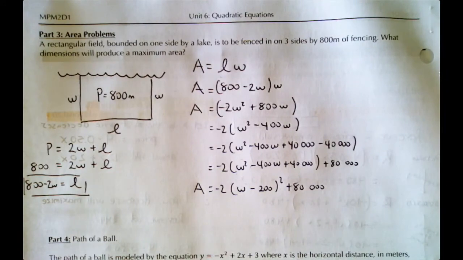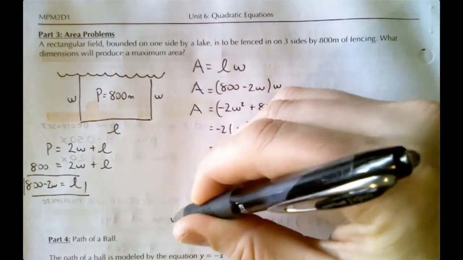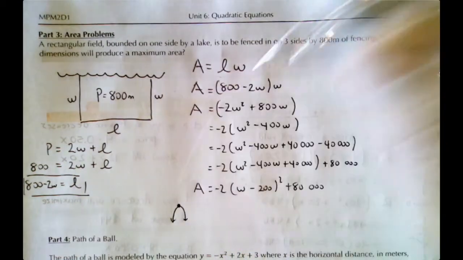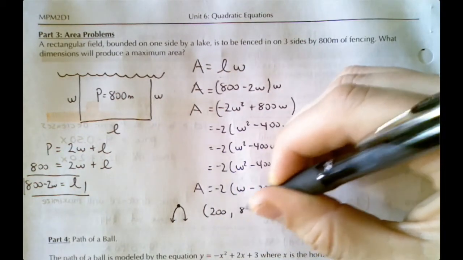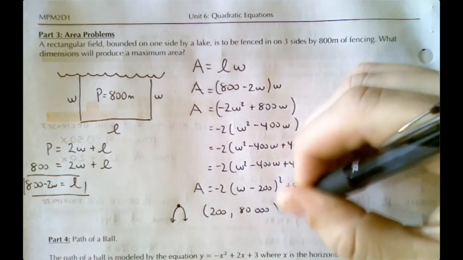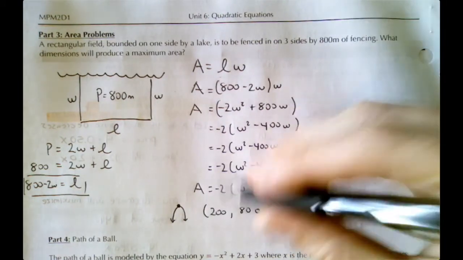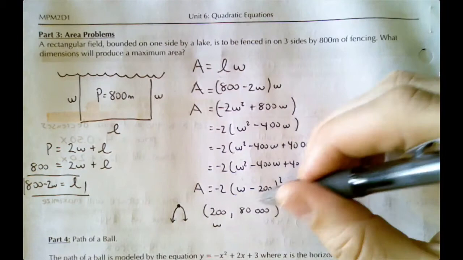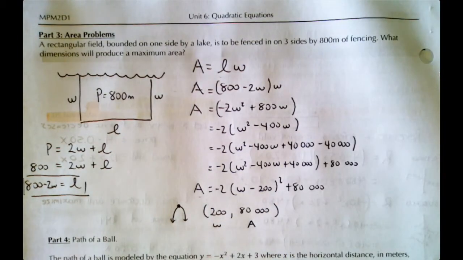So what's vertex form tell us? Well, vertex, again, we're negative. So we have a maximum. Our vertex is 200, 80,000. In the spot of the x is w, so that's a width. In the spot of the y is an a, which stands for area. So the width that gives us the maximum area is 200.